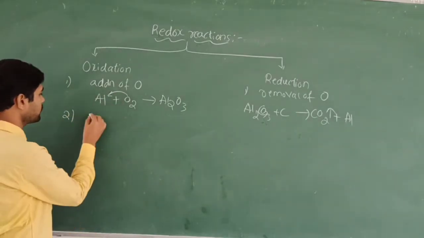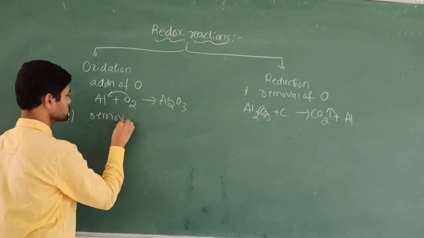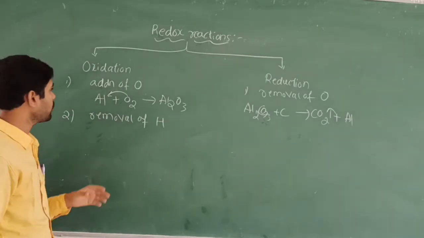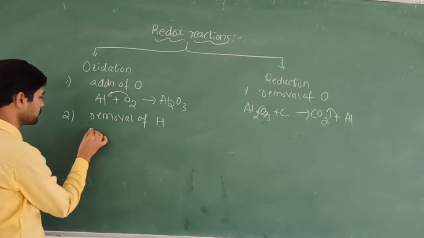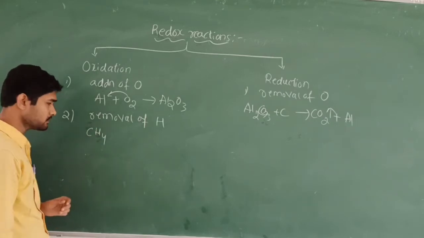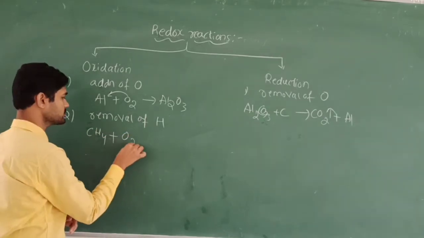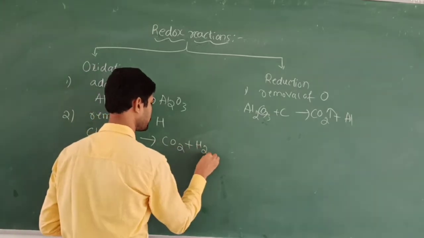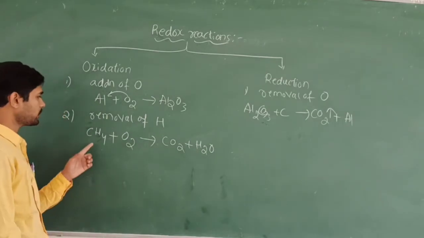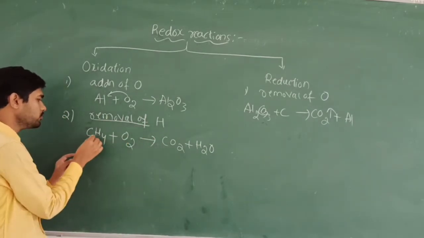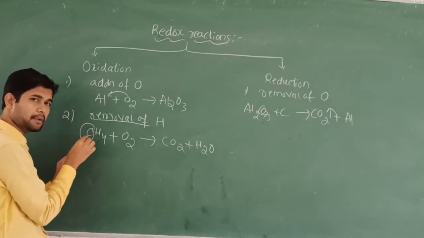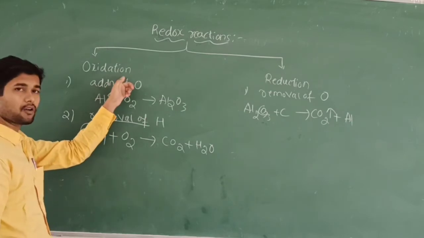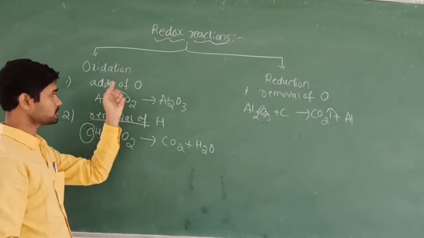Next one, removal of hydrogen. Removal of hydrogen is going to be called oxidation. How do we remove it? Let's take an example: methane plus oxygen. What reaction forms here? Carbon dioxide plus water comes out. So what happens is removal of the hydrogen: I am removing hydrogen from this carbon element. Removal of hydrogen is called oxidation, so this reaction is an example of oxidation.